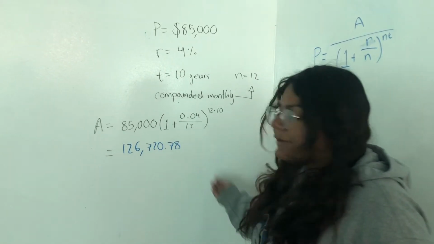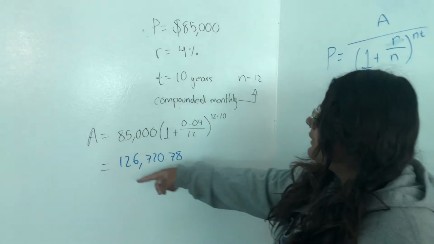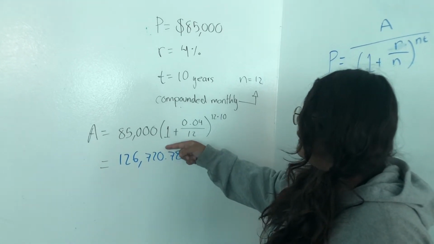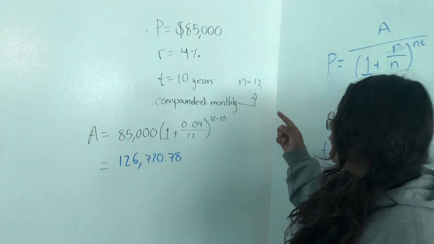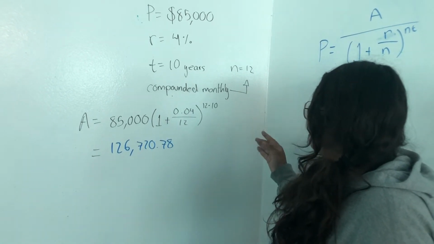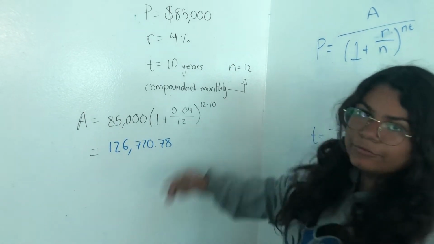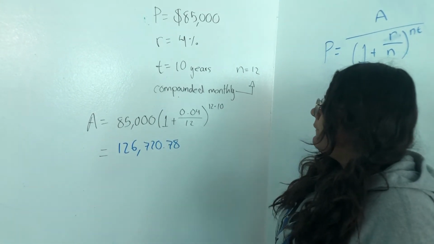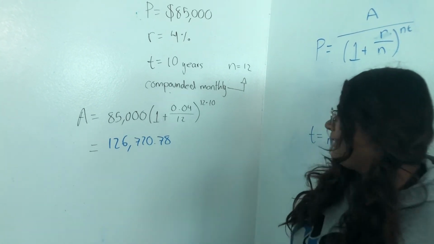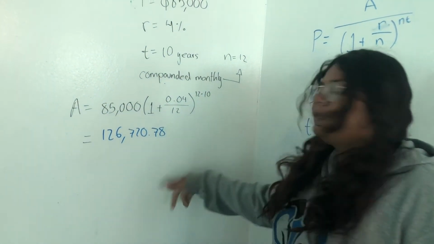Now, we substitute again in the formula, which is 85,000 times 1 plus 0.04 over 12, which is again the period. All of that elevated to 12 times 10. And the result we have is 126,720.78. Again, rounded to 2 decimal places.